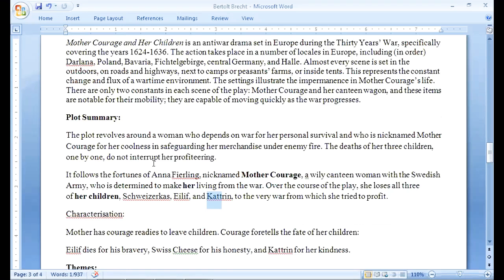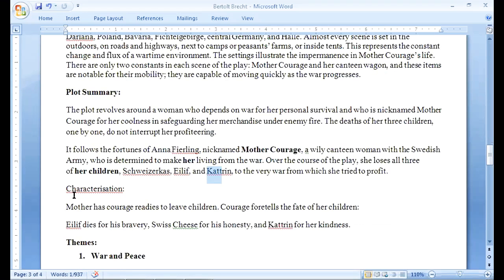Okay. Characterization of the characters. You will find what kinds of characters they are. Mother Courage is a very daring lady. She has the courage to tell us about her children, what kinds of children, what kind of lady she is, a lady who sends two children to the war, and she also loses her daughter in the war. Eilif, what kind of character is Eilif? Eilif dies for his bravery. Eilif is sent to the war and he is dead.